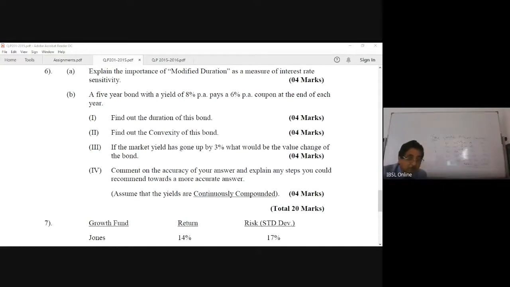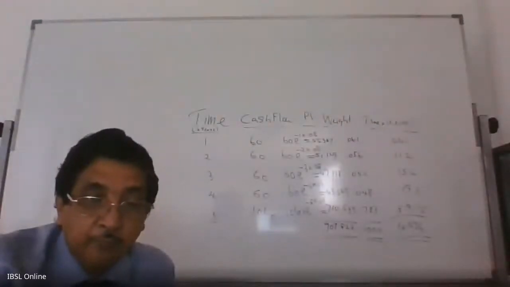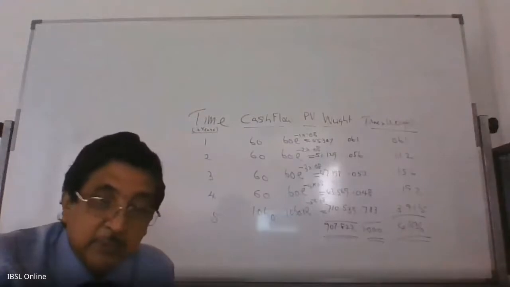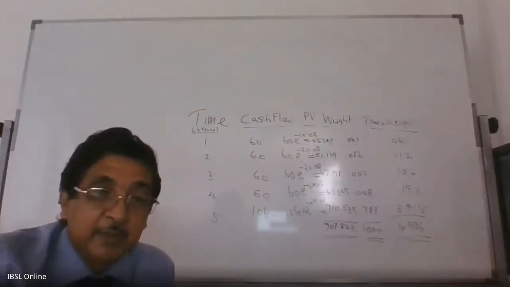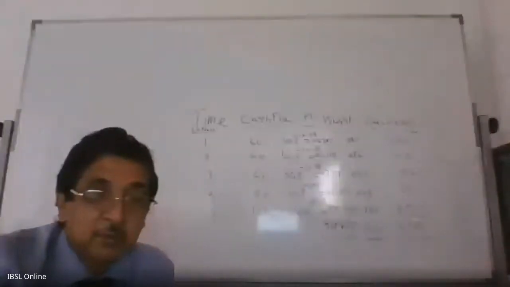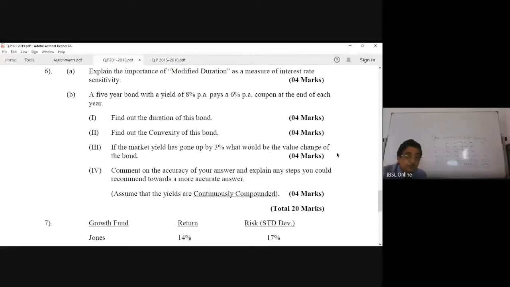I don't know whether you got my point. I'm referring to the third part of the question. I don't know whether you have calculated that value change. First, you calculate the value change only considering the modified duration. You should not consider convexity at this point, and then you have to show that convexity also needs to be taken into consideration because the interest rate change is so much, 3%.